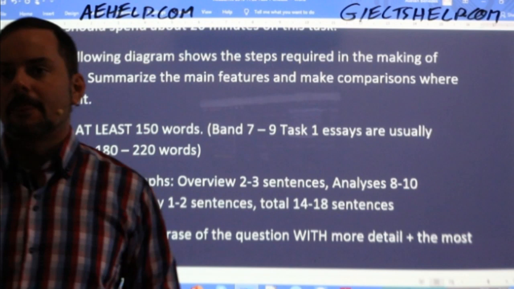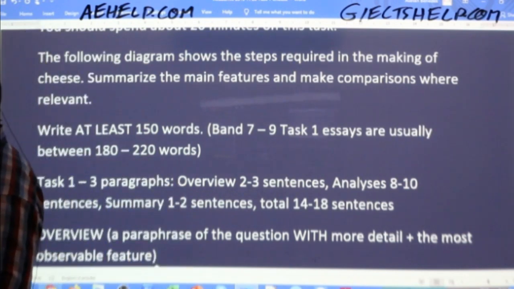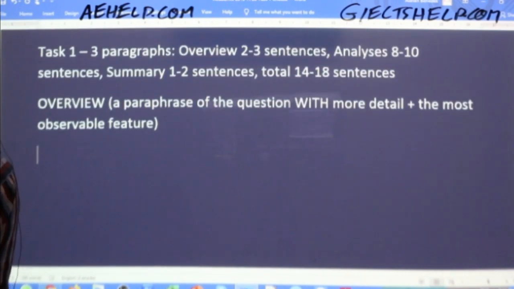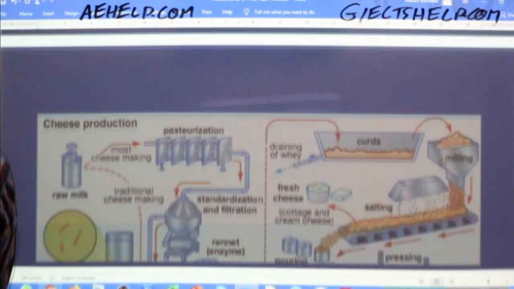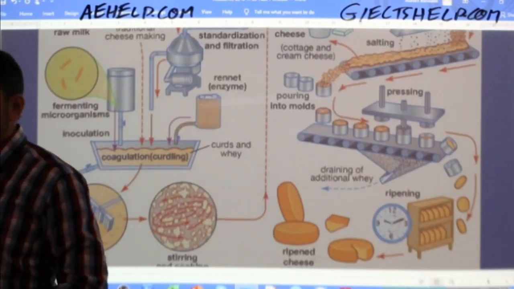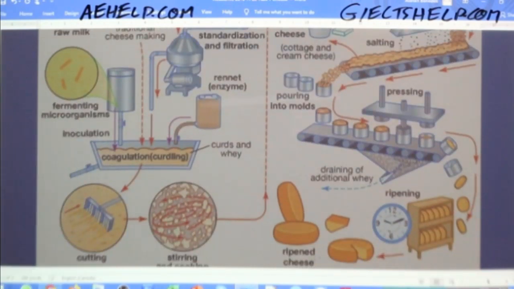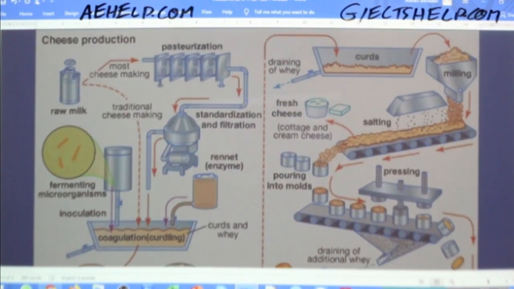Okay, all right. So this process diagram shows the, now here we could count. So if we're giving detail, we can count the process. Okay, so we have pasteurization, that's 1 process. We have filtration, that's 2.